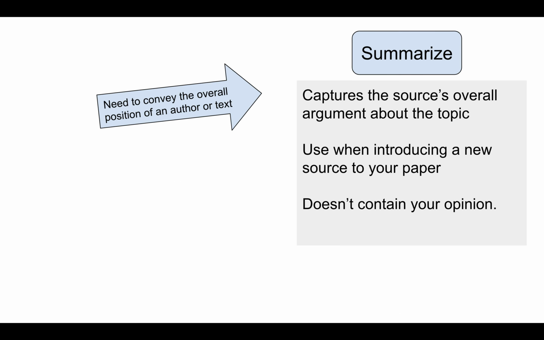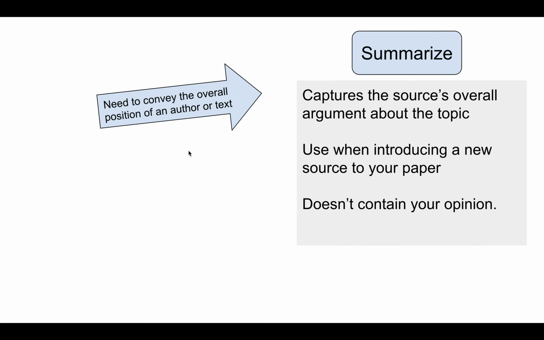So when should you summarize, and what does the summary do? The summary's job is to capture the source's overall argument about the topic. So it's going to be quite condensed and much shorter than the original because it's a summary. For example, you could have a 10-page article. The summary could be a paragraph or 2 paragraphs.